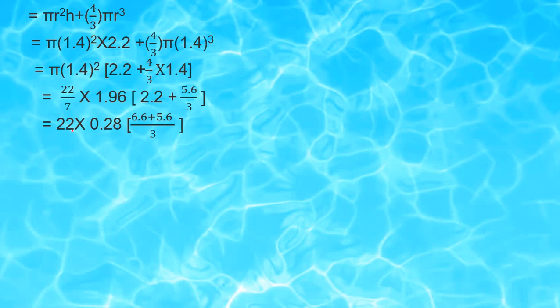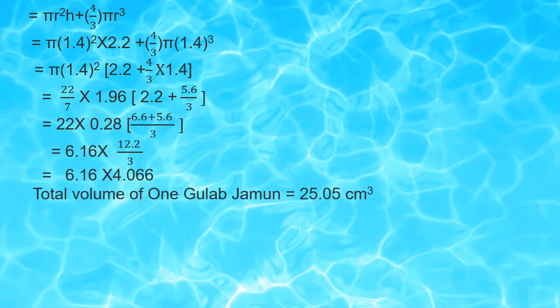Now 22 into this, 7 divides 1.96, 0.28 times, and the quantity inside the bracket we take the LCM as 3, so it is 6.6 plus 5.6 becomes 12.2 upon 3. Now here 22 into 0.28 becomes 6.16, and this 3 divides 12.2, we get 4.066. Now this product of the terms gives the total volume of one gulab jamun as 25.05 centimeter cube. Now this is the volume of one gulab jamun.